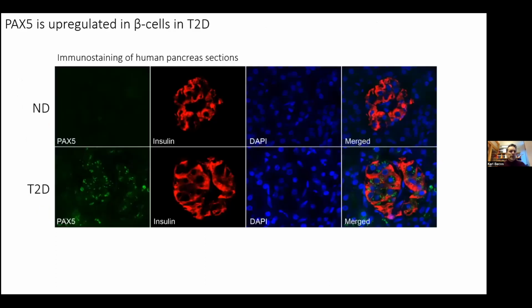But first, we used immunostaining of human pancreatic sections to see what cell type the PAX5 is expressed in. And you can see it. Non-diabetics have basically no PAX5 staining in islets, while diabetics have quite a bit. And most of it is co-localized with insulin. So PAX5 is mainly upregulated in the beta cells in human islets in diabetics. So the question then is, how does PAX5 perturb insulin secretion?